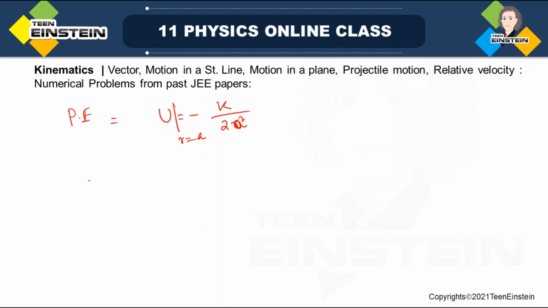Now you have to find out the kinetic energy. So how to find out kinetic energy? Kinetic energy is equal to half m v square.